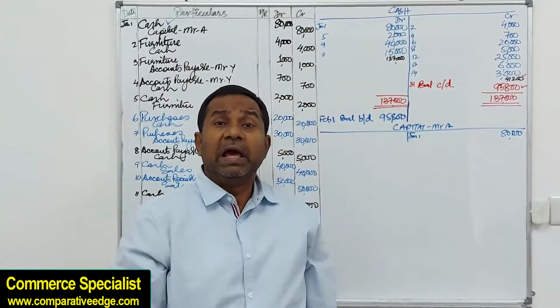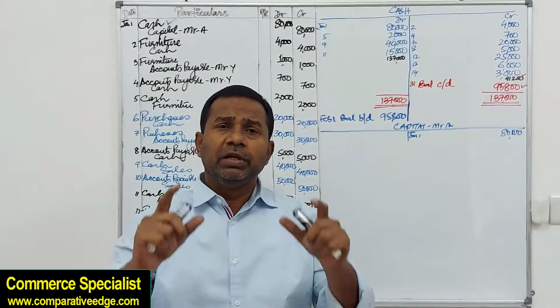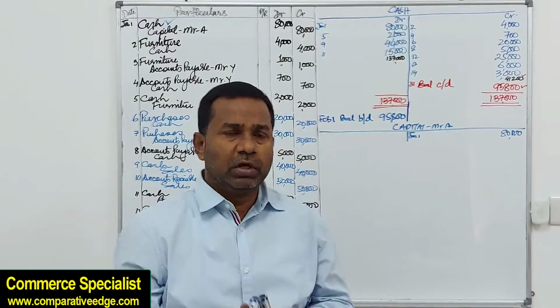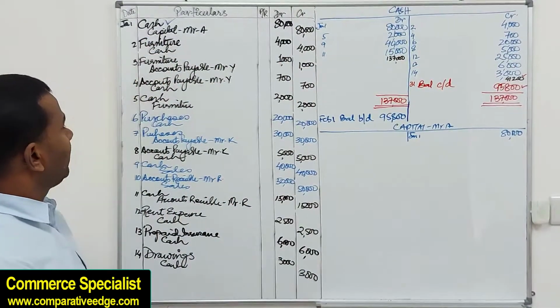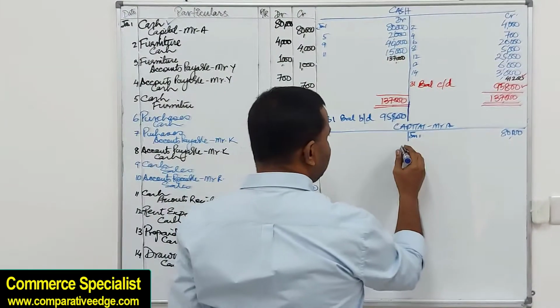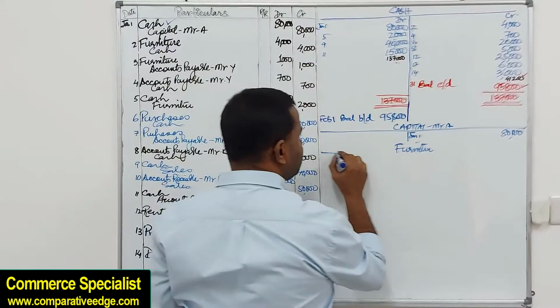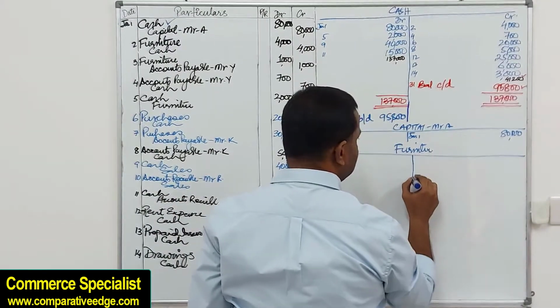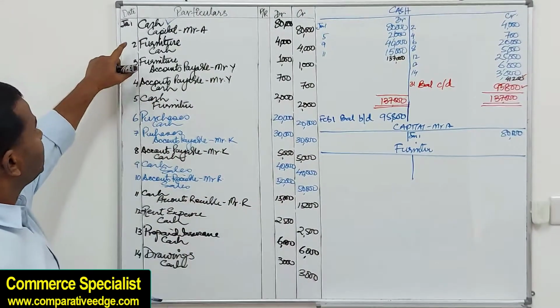Okay. Next, as I said, the key is new name, new account. So I'm done with cash. I'm done with capital. Now coming to furniture. So I'm going to make a T account for furniture. T account means just make a T. Obviously it has a debit and a credit side. Alright, so furniture is here.